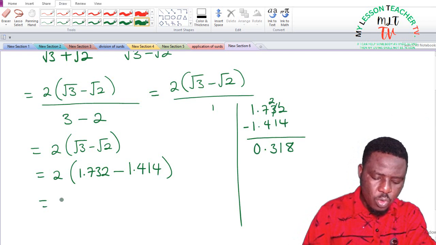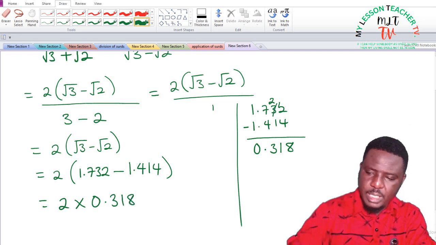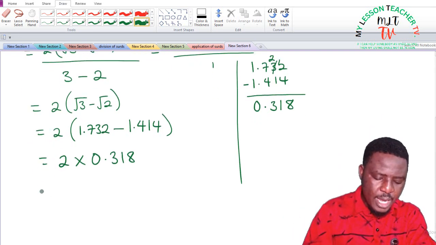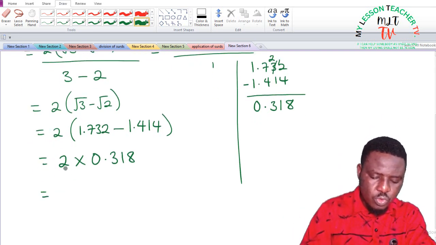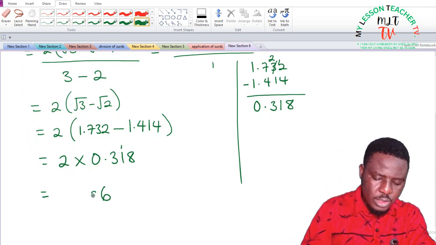So this is equal to 2 times 0.318. And when you multiply this by 2, you have 2 times 8 is 16. You write down 6 and carry 1. 2 times 1 is 2 plus 1 is 3.